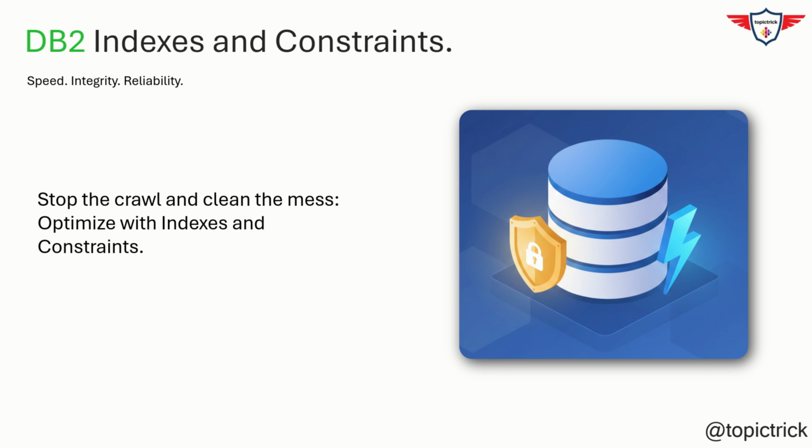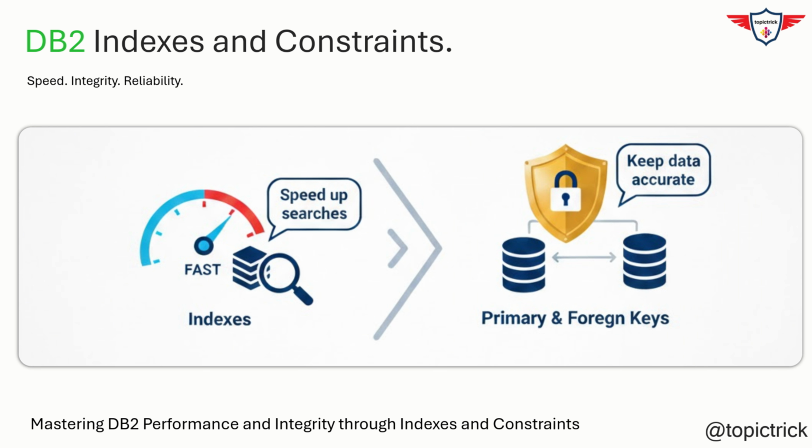Today, we're diving deep into DB2 indexes and constraints. You'll learn how to speed up your searches, how to keep your data accurate with primary and foreign keys, and how to avoid the performance traps that catch most developers. Whether you're a student, a fresh grad, or an experienced pro looking for a refresher, this guide has you covered. By the end of this video, you will be able to design tables that are both fast and bulletproof.